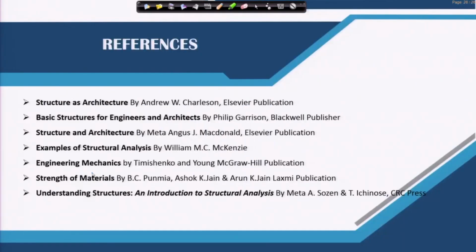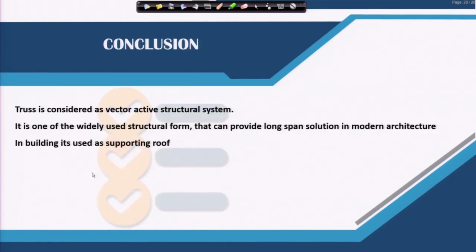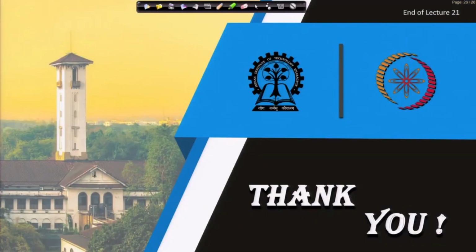So, I think that is all for this lecture. Those are some of the references I took. As I discussed, the truss is considered a vector active structural system, a widely used structural form providing long span solutions in buildings for supporting roofs. In the next lecture we will discuss the analysis of truss part 1. Thank you very much.